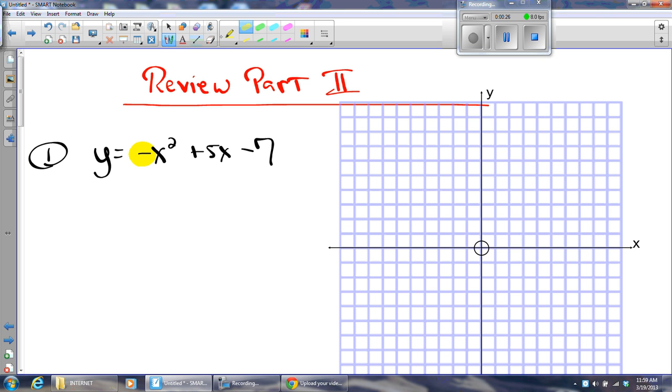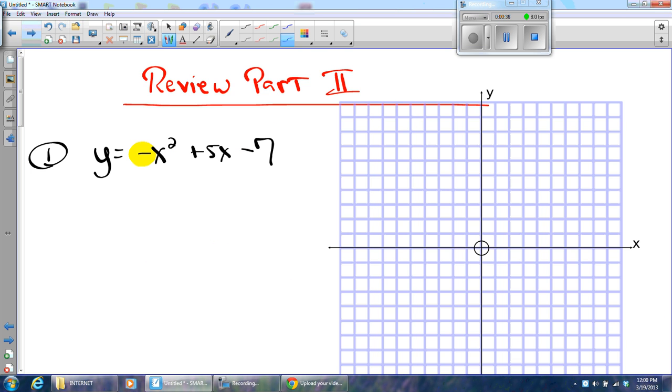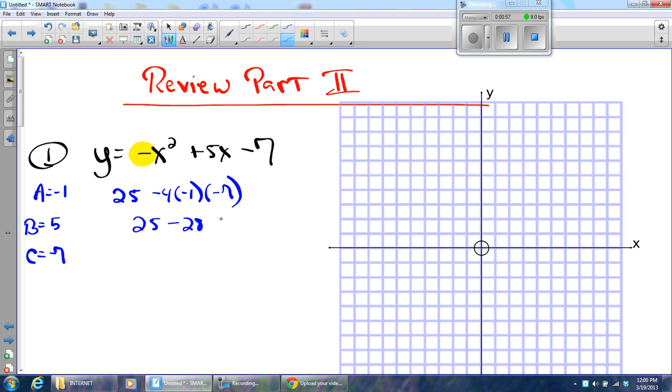Now, remember, in the previous video, I mentioned things that you can do, and I'm going to do them. First, I'm going to find the discriminant. So I'm going to go A, B, and C. And B squared is going to be 25. I've got minus 4AC. And 25 minus 28 is going to be less than 0, so there's no solutions.